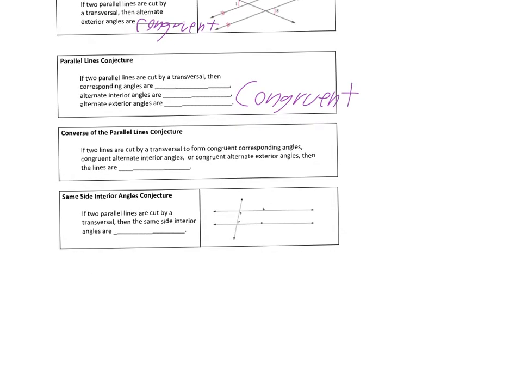Converse of parallel lines conjecture. Remember, folks, converses, going back to our conditional statements, are when we had the hypothesis and conclusion switched. So in this case, if two lines cut by a transversal form congruent corresponding angles, congruent alternate interior angles, or congruent alternate exterior angles, then those lines, by the converse of our previous conjecture, must be parallel.